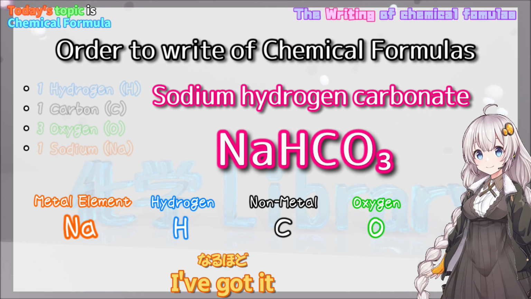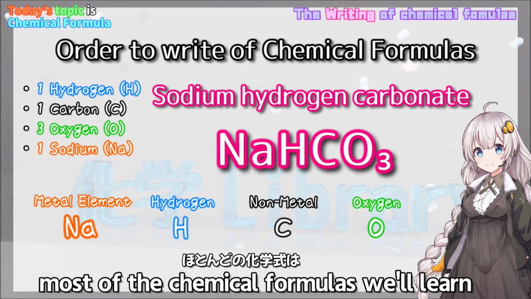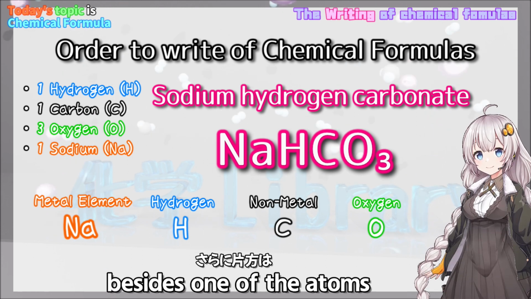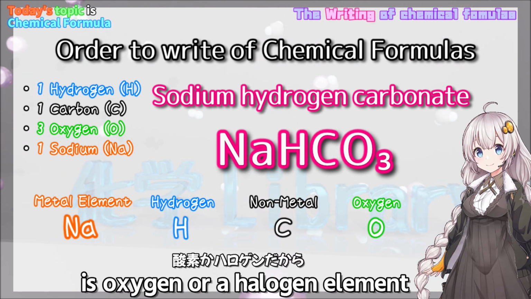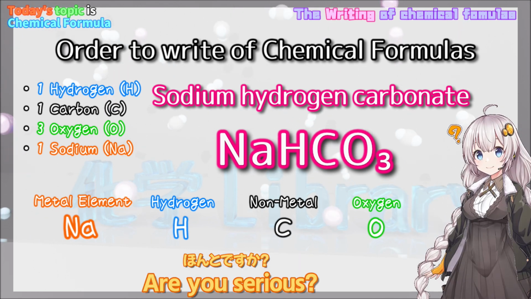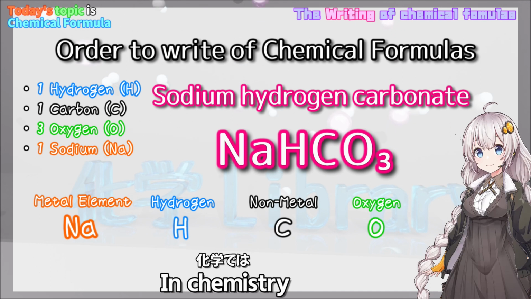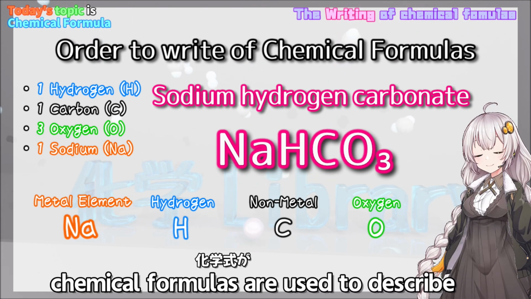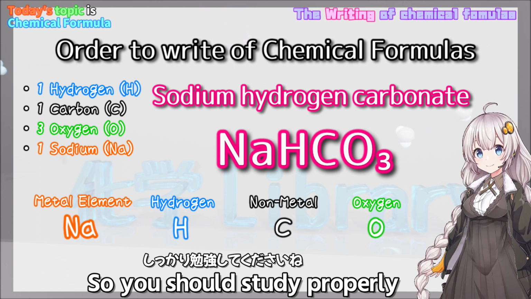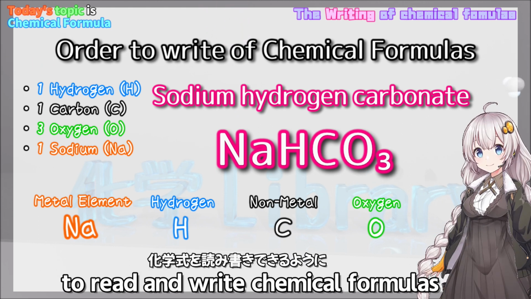I've got it. However, most of the chemical formulas we'll learn have only 2 kinds of atoms. Besides, one of the atoms is oxygen or a halogen element, so it's not so difficult actually. Are you serious? I was relieved. In chemistry, chemical formulas are used to describe chemical substances. So you should study properly to read and write chemical formulas.